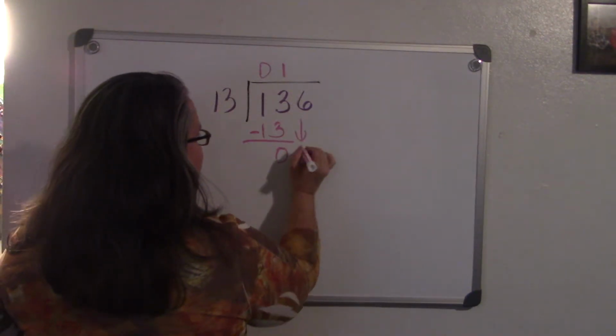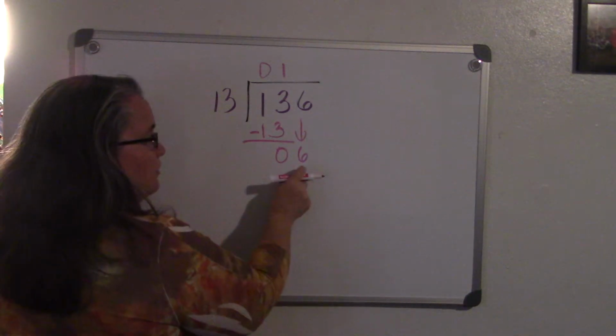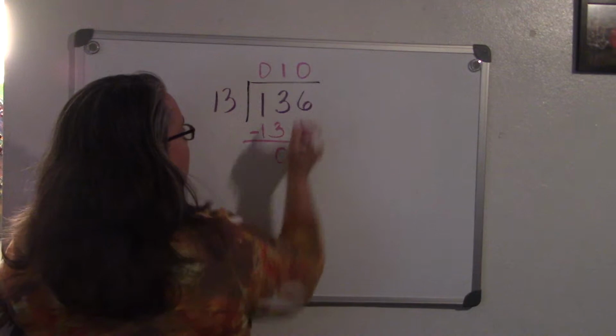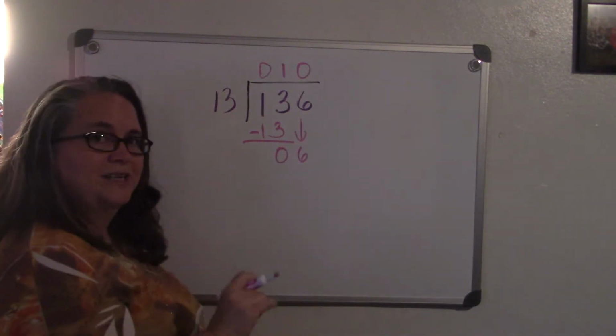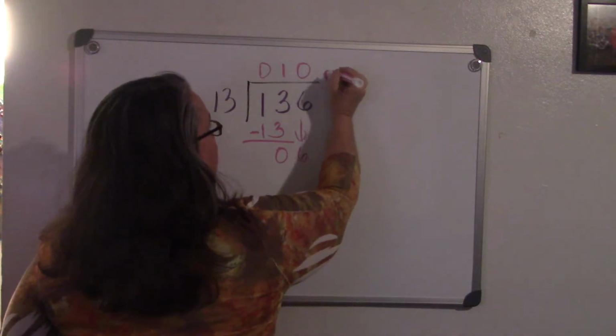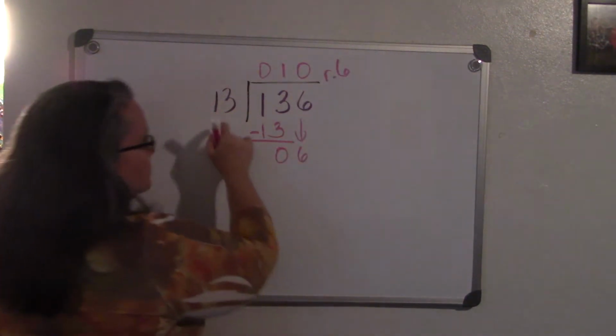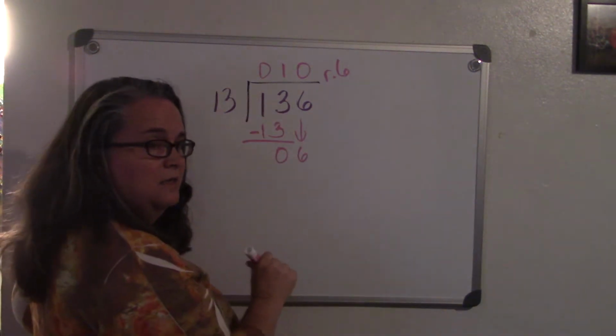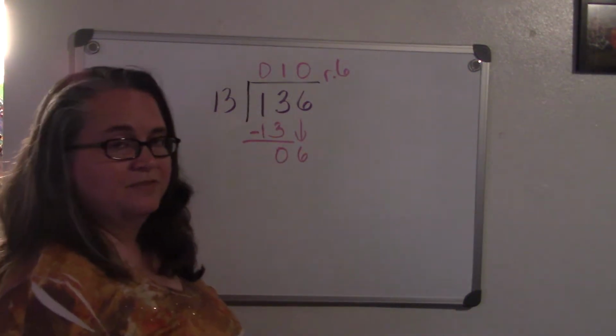I bring down my 6. Can 13 go into 6, you guys? No. So I'm going to put a 0 here. And if we were doing decimals, we'd keep going. But right now, I am done. I'm going to put a remainder 6. So 13 into 136 is 10 remainder 6. So that is your standard division.